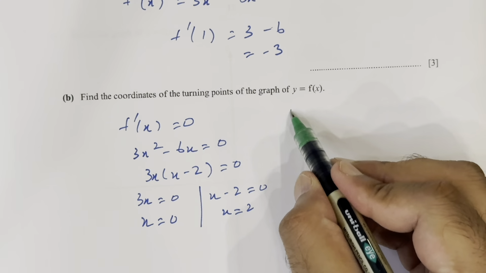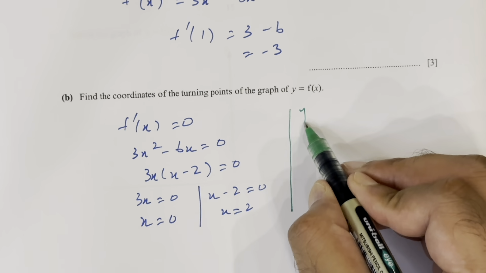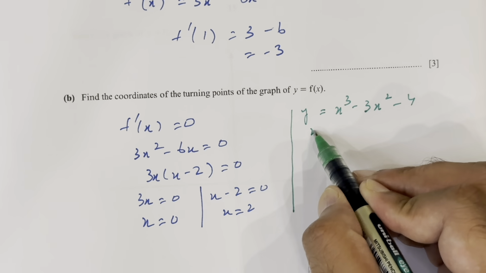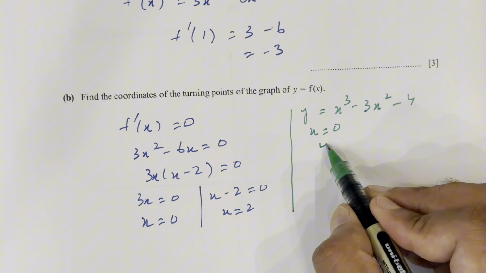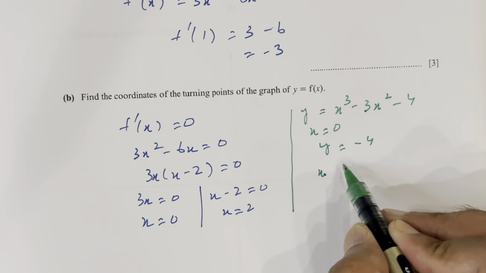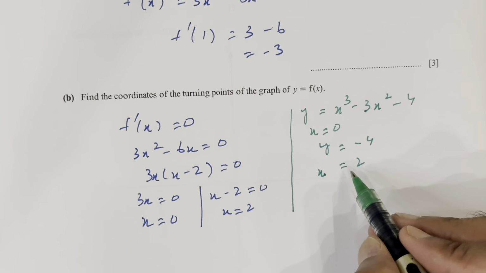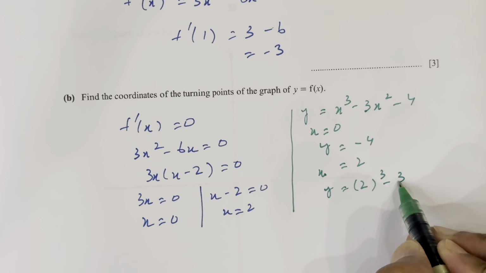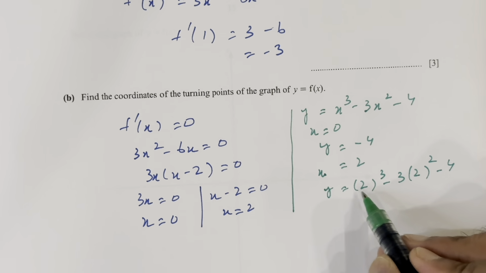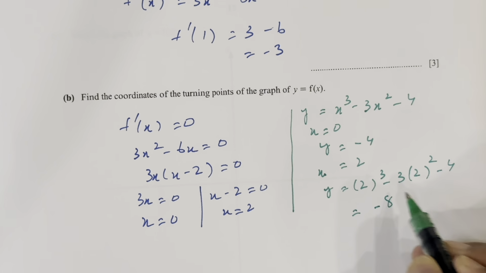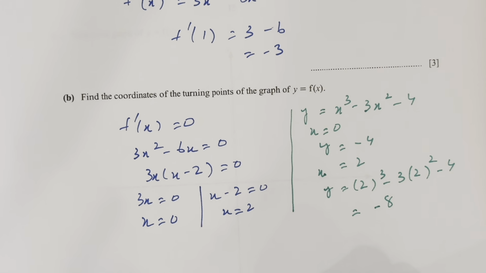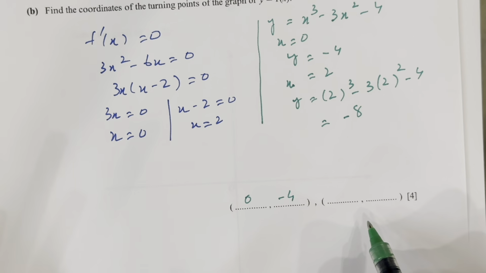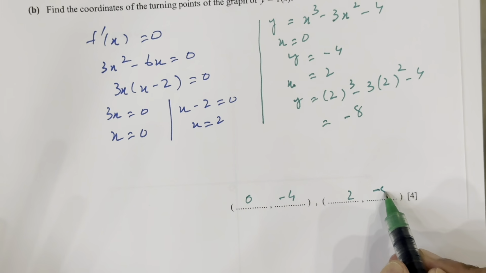After putting those values in y is equal to x cube minus 3x square minus 4, when x is equal to 0, y is equal to minus 4. When x is equal to 2, y is equal to 2 cube minus 3 into 2 square minus 4, it would be minus 8. So our answer would be (0, minus 4) and (2, minus 8).